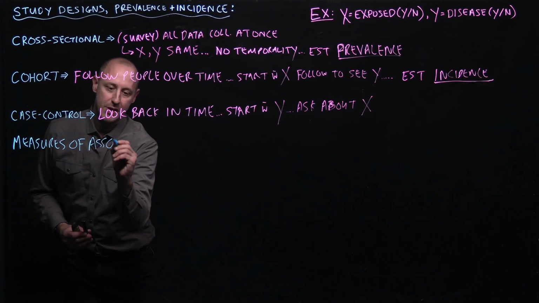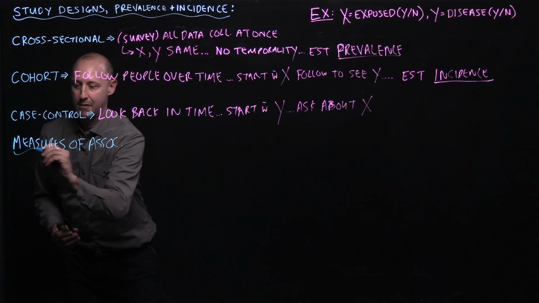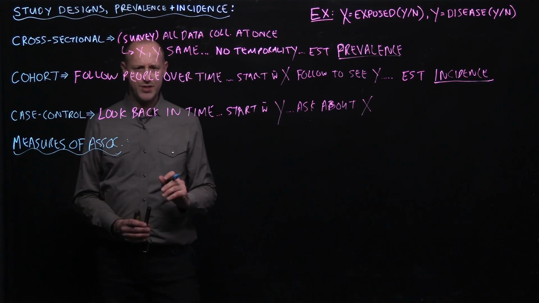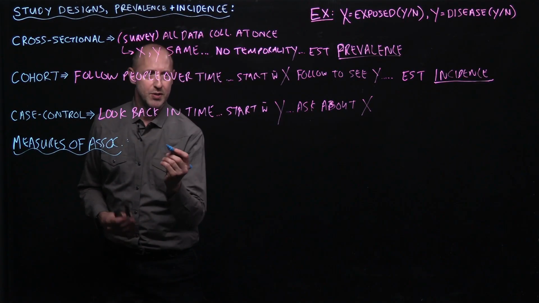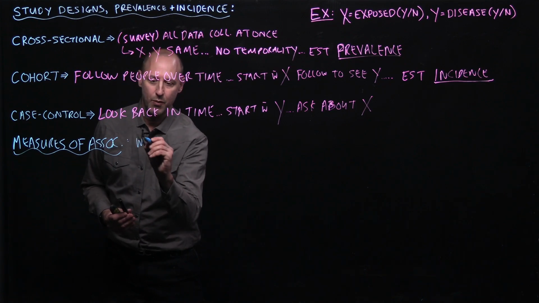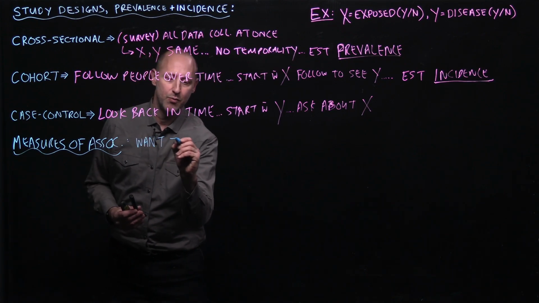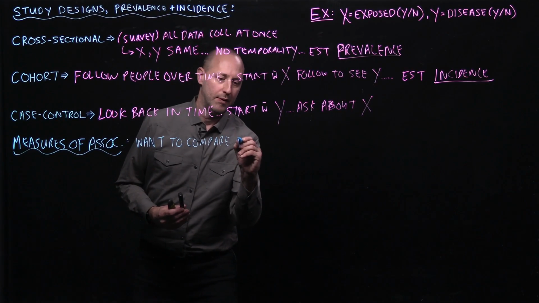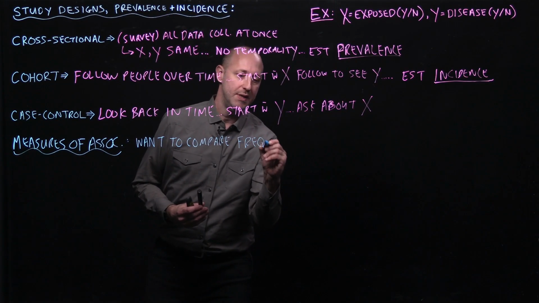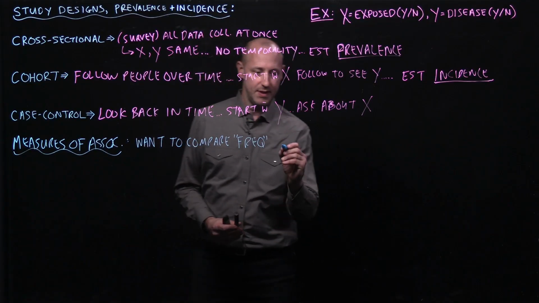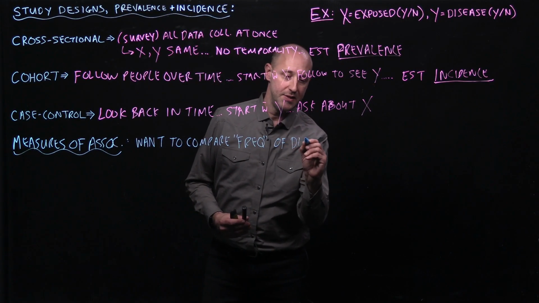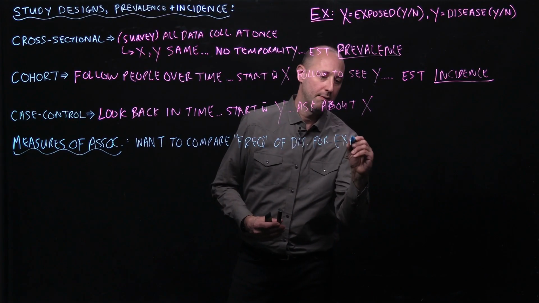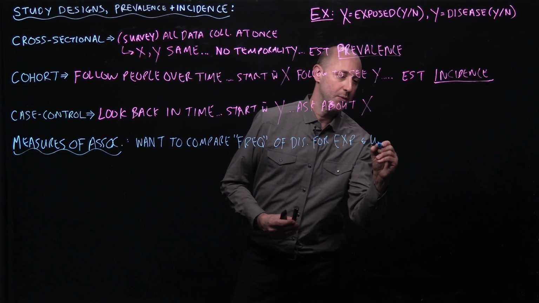Measures of association. I'm going to use some generic terminology for now. In general, what we want to do is compare the frequency of the disease for exposed and unexposed.